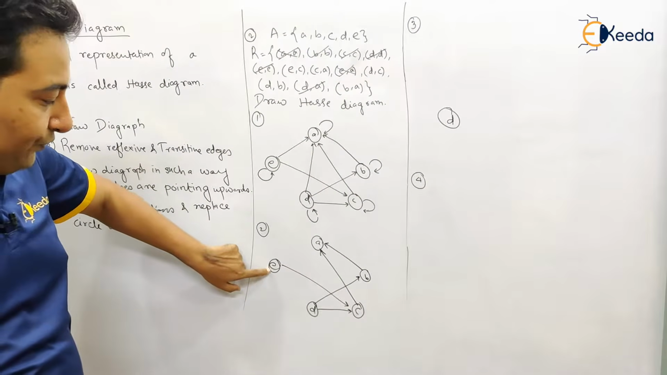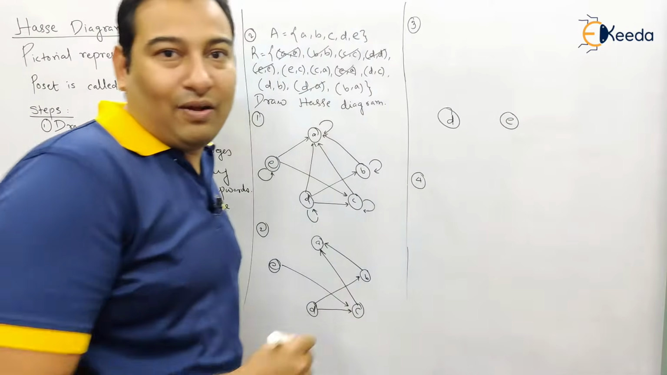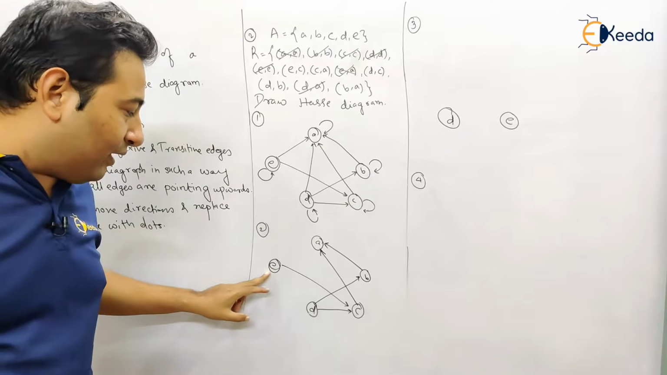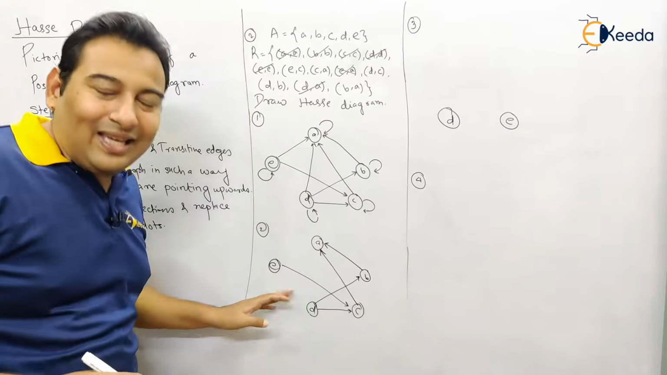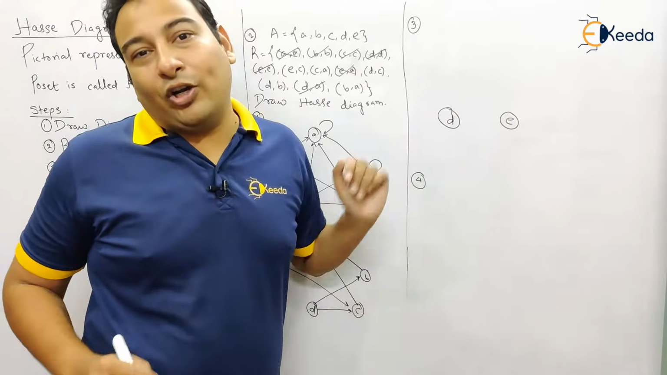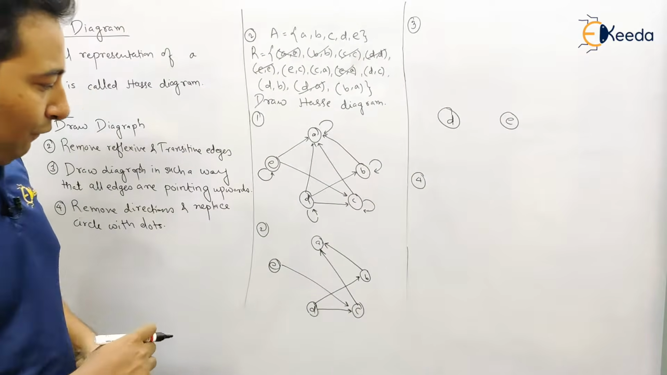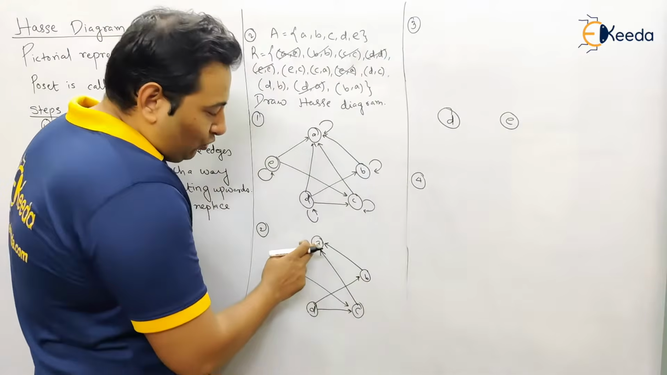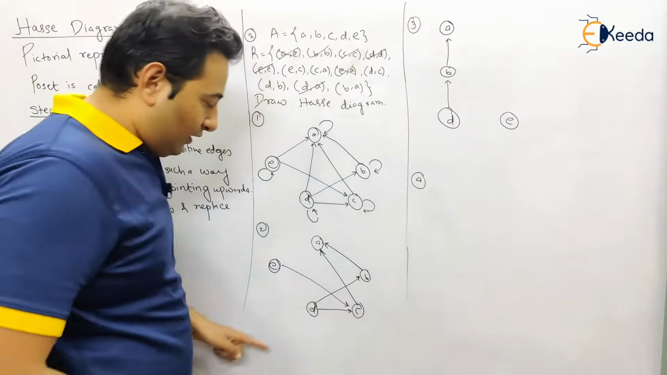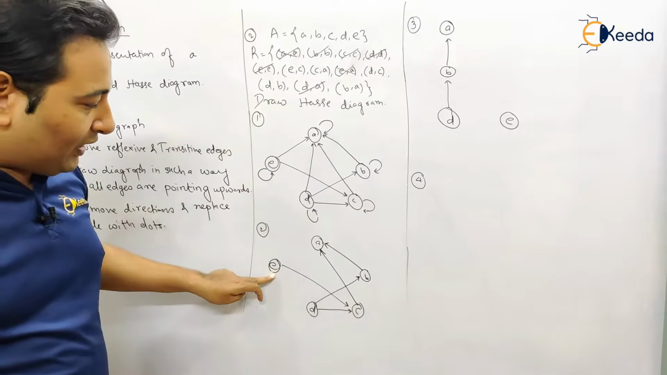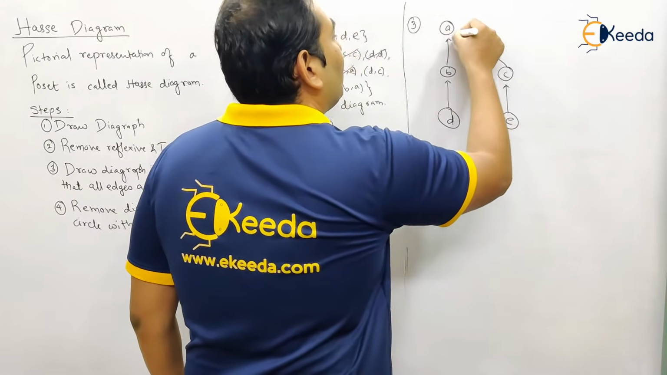E also, see here, E also has no incoming transition, therefore D and E will come at the same level because both will be at the bottom. There is no incoming transition to D as well as to E, and there is no connection between them. From D we are going to B and from B to A. From E, E to C, and from C to A.